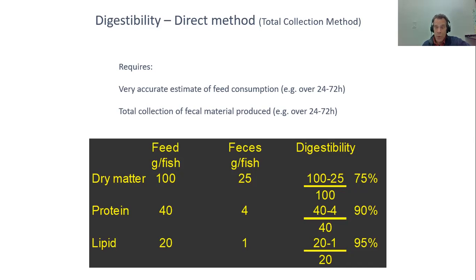You fed 40 grams of protein. 4 grams came out in the feces. 40 minus 4 over 40, digestibility of protein was 90%, and so on.